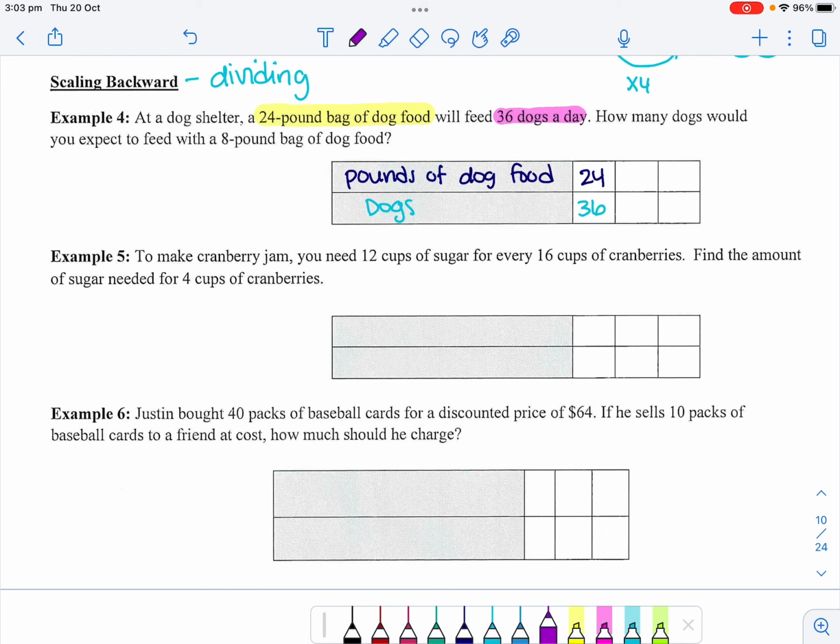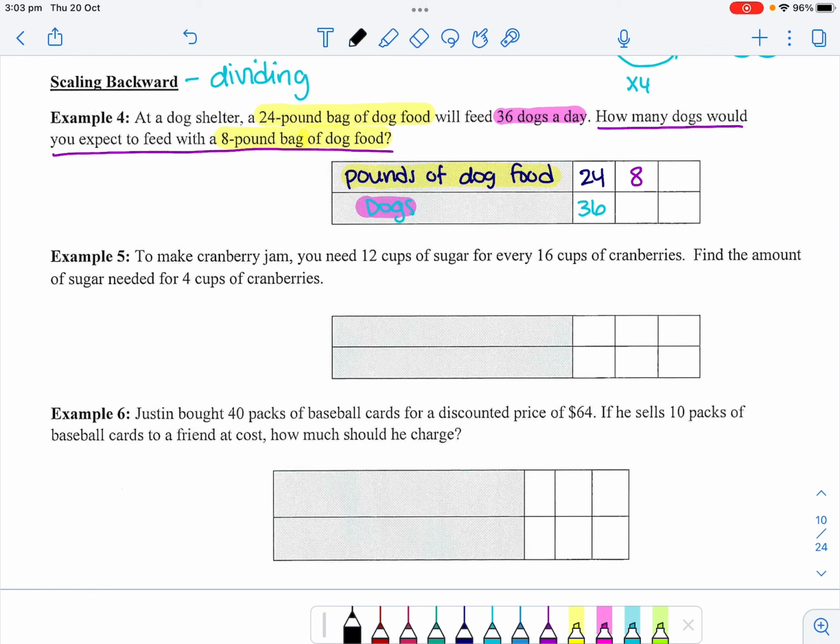Now I'm going to work to answer the question. How many dogs would you expect to feed with an 8-pound bag of dog food? So my pounds of dog food was yellow, so I'm going to highlight it in yellow. And that means that my 8 pounds of dog food goes in the top part of my table because it has to match. Pounds of dog food have to go with pounds of dog food, and then the dogs have to go with the dogs.